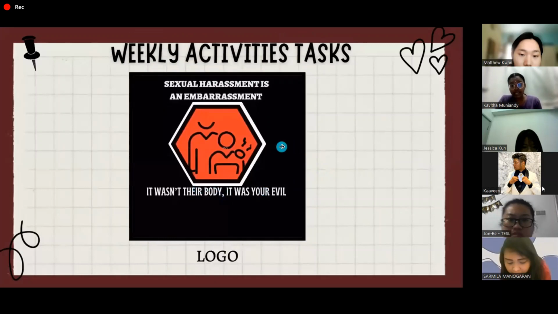I'm going to explain the logo first. My colors are red and black, the same as what my group members explained. Red represents danger, and black represents bad things. Our theme is sexual harassment and embarrassment, and our slogan is the same. The picture I added in the center of my logo represents the sense of bad touching. That's the reason I attached this picture.